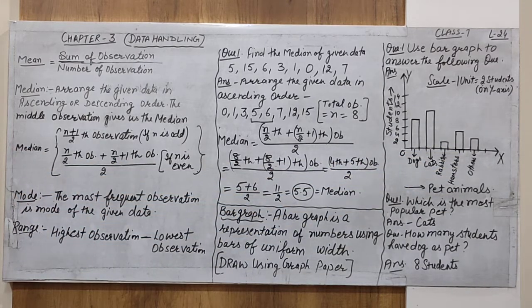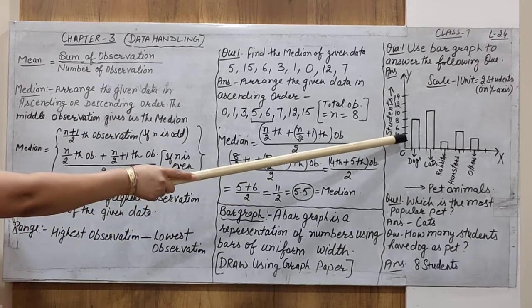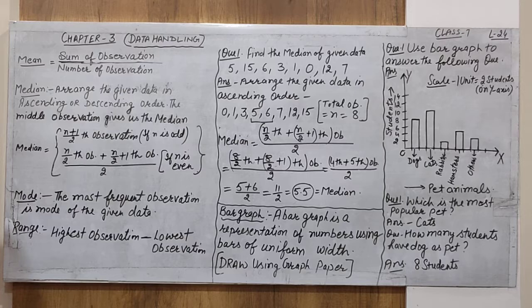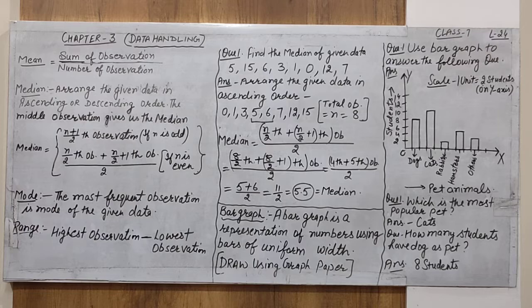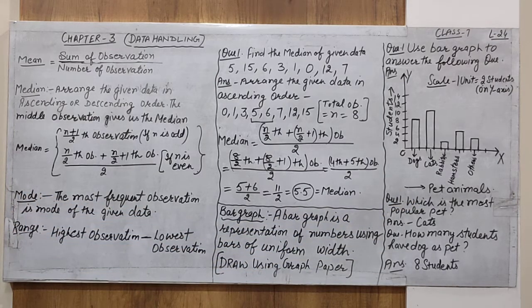You can see the line is not matched with 2, not with 4, but in between these two lines, that is with 3. So 3 students have other animals as their pet animals. All right. Now, which is the most popular pet? These are the questions based upon the given graph.